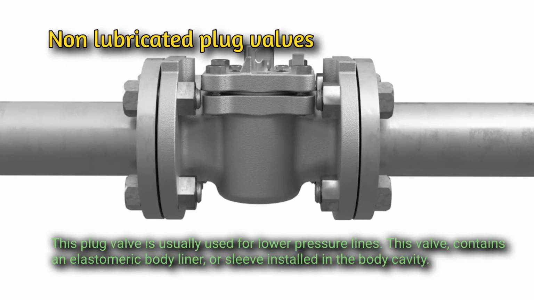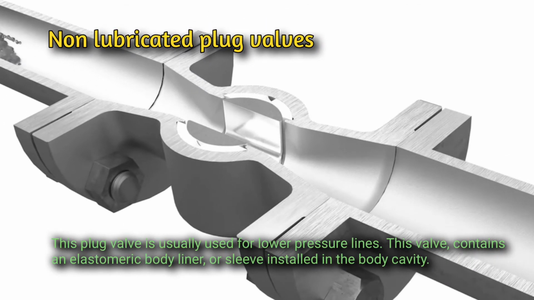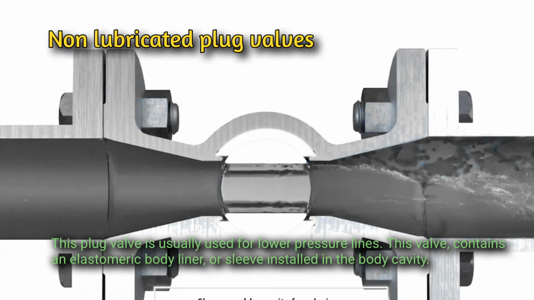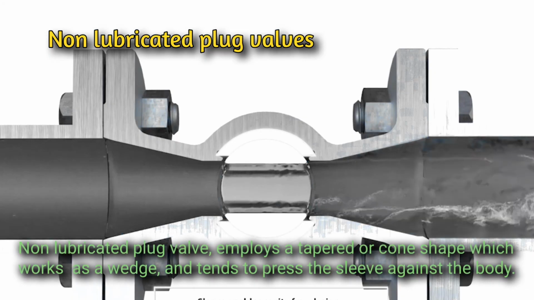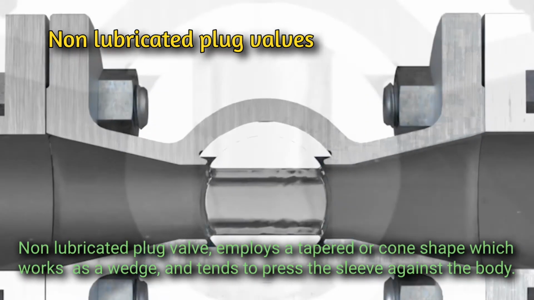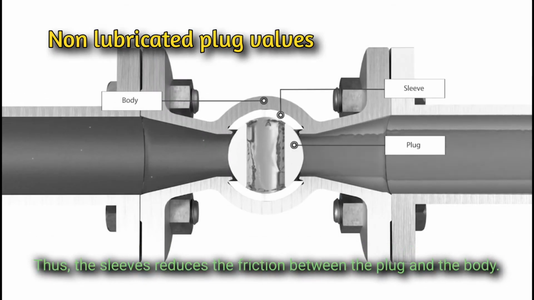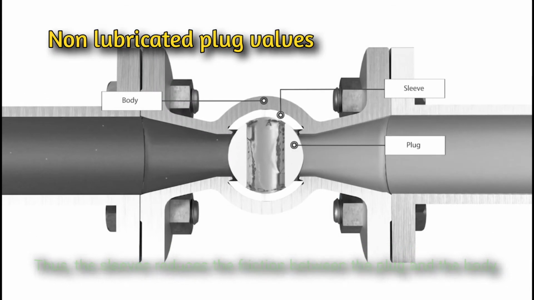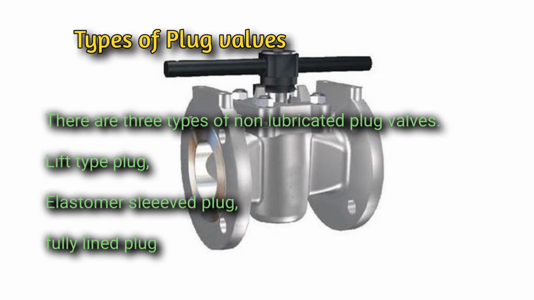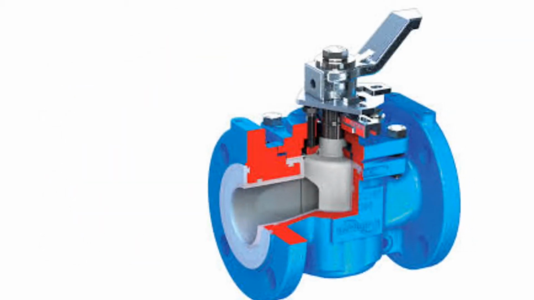Non-lubricated plug valves. This plug valve is usually used for lower pressure lines. This valve contains an elastomeric body liner or sleeve installed in the body cavity. Non-lubricated plug valve employs a tapered or cone shape which works as a wedge, and tends to press the sleeve against the body. Thus, the sleeve reduces the friction between the plug and the body. There are three types of non-lubricated plug valve: lift-type plug, elastomer sleeved plug, fully lined plug.